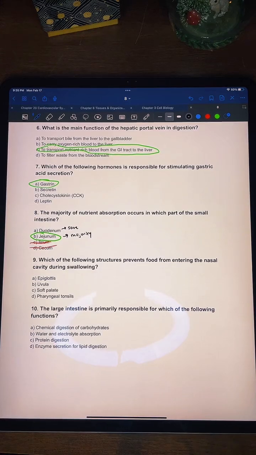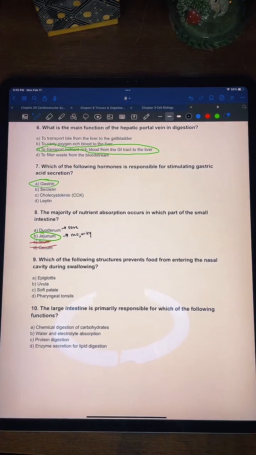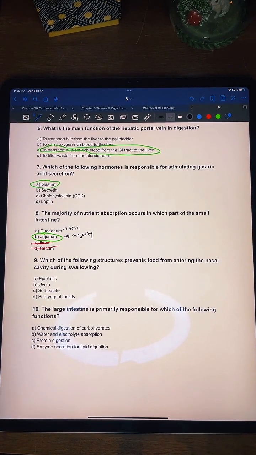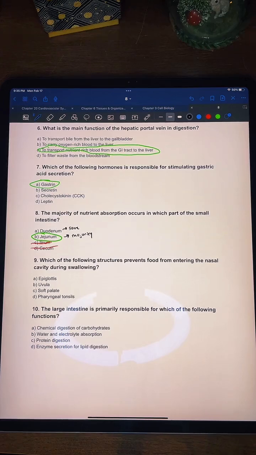Number 9. This one's a little more tricky in a way. I'm seeing a lot of different answer choices here. This is kind of a question I see that I don't really care for that much. Give me one second. This was a question from a homework assignment that I've had. Give me one second.